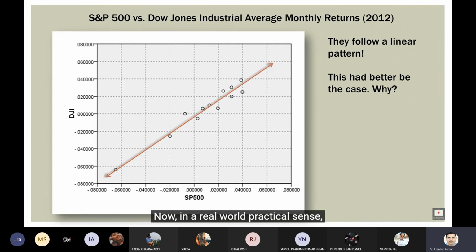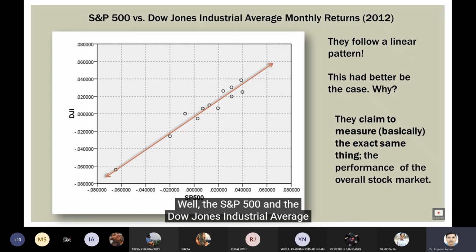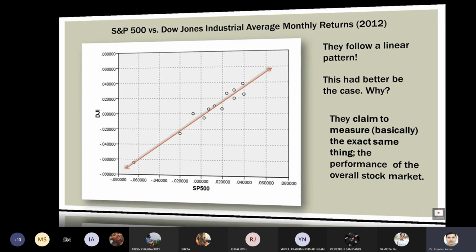Of course, they follow a linear pattern. In a real-world practical sense, this had better be the case. Why? Well, the S&P 500 and the Dow Jones Industrial Average claim to measure basically the exact same thing, and that is the performance of the overall stock market. If they are not behaving in similar ways, then we have a problem because they are claiming to measure the same thing. So this relationship should not surprise us at all.